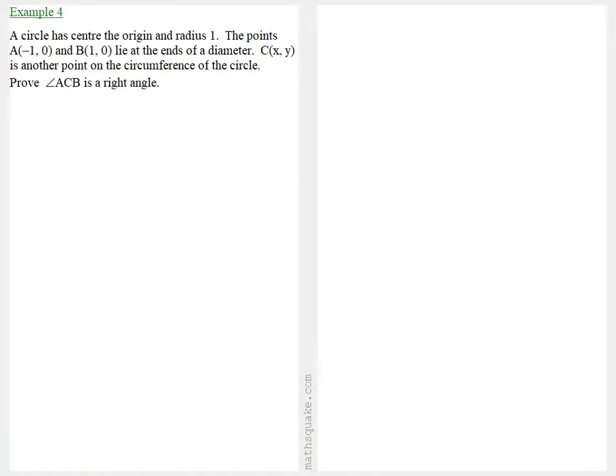In geometry, we have a theorem that says the angle in a semicircle is a right angle. Now we're going to prove that not using geometry but using algebra. So this is our example 4. A circle has centre at the origin and radius 1. The points A, minus 1, 0, and B, 1, 0, lie at the ends of a diameter. C, x y, is another point on the circumference of the circle. We want to prove that the angle ACB is a right angle.